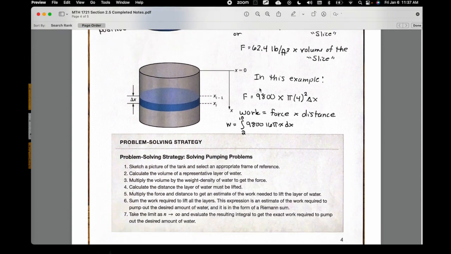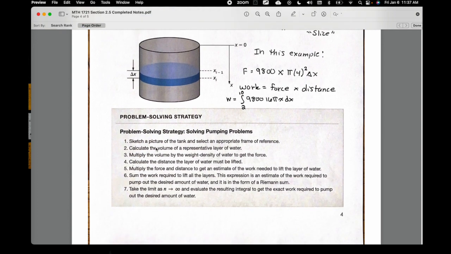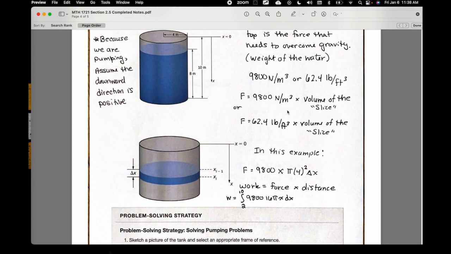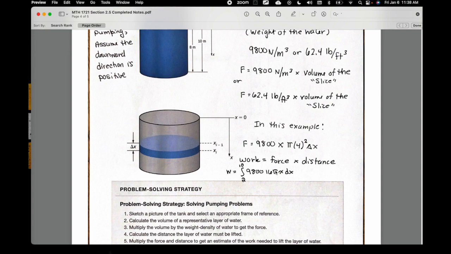So now, here I copied this out of the book. It's a problem-solving strategy list here that you can use as a reference. But just keep in mind that generally what you want to do is you want to find the force by taking one of these two numbers and multiplying it by the volume of your slice. And then you want to multiply it by x to get your work for just that one slice. And then you add it up by integrating over the interval that you're partitioning.